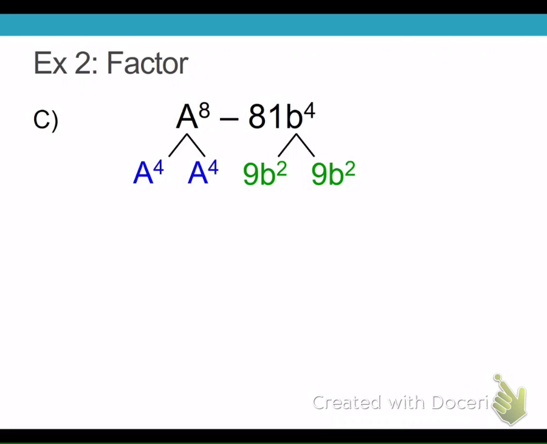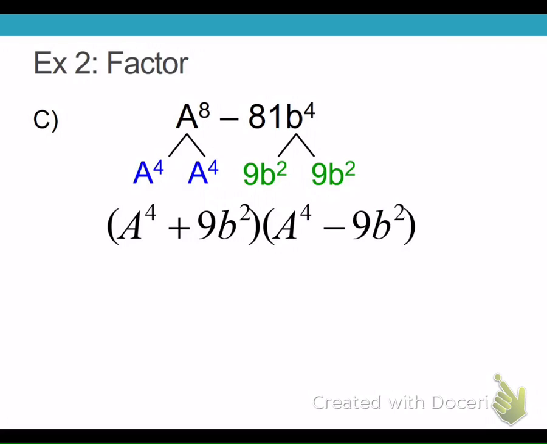Now, something cool's about to happen. Because when I write these, I have A to the 4th plus 9B squared. Is that cool? No, not really. However, A to the 4th minus 9B squared is cool. Why am I saying that's cool? You can do it again. It's another difference of squares.